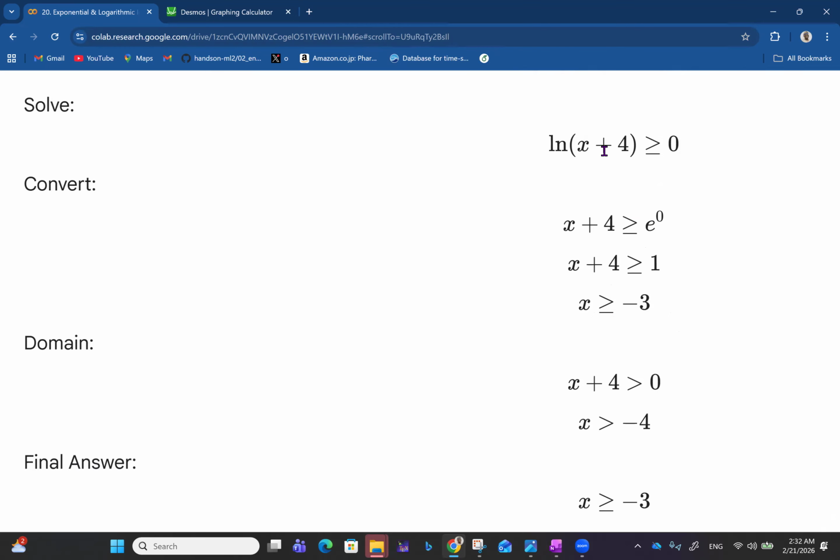So for the domain now, x plus 4 should be positive. That means x should be greater than minus 4. But here, for x greater than minus 4, interestingly, x is greater than or equal to minus 3 here. So that means it's a valid answer because minus 3 is greater than minus 4. All right. So since minus 3 is greater than minus 4, the final answer is that x is greater than or equal to minus 3.